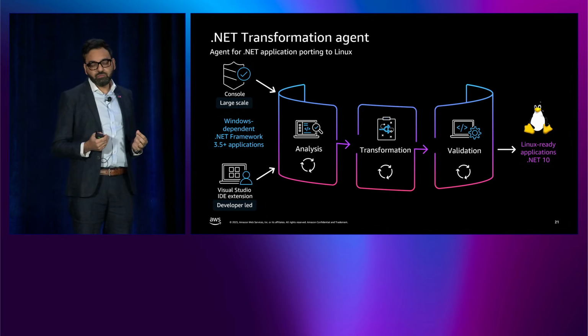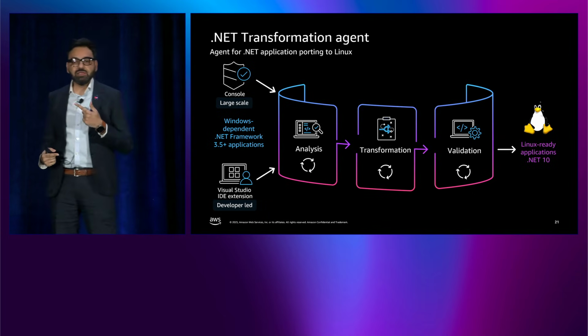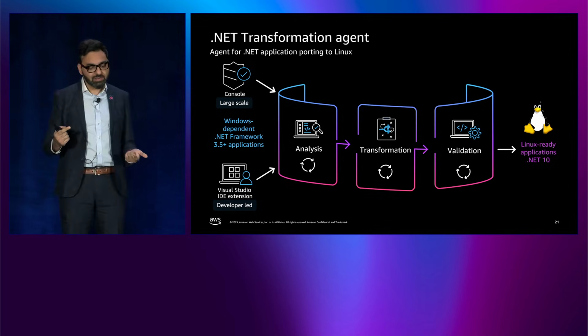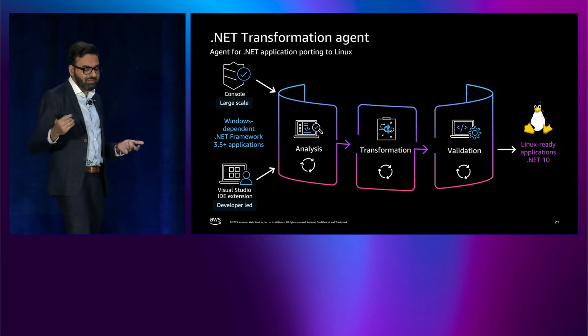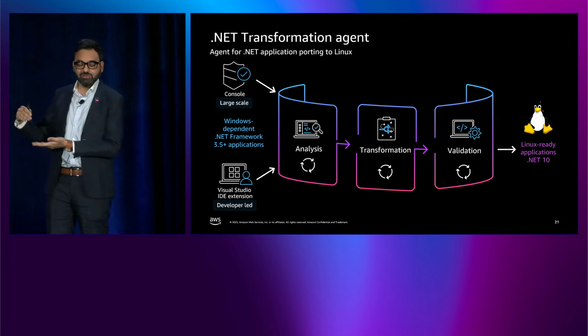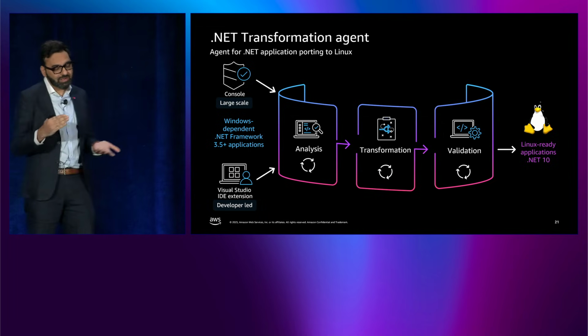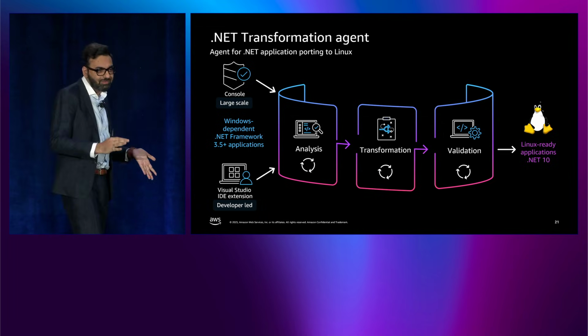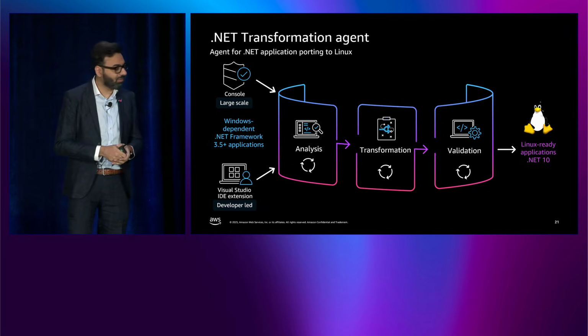So AWS Transform automatically runs your unit tests as well. And it tells you, based on those unit tests, how much has succeeded, what's failed, and it tries to fix that as well as part of your transformation plan itself, or whatever it can.